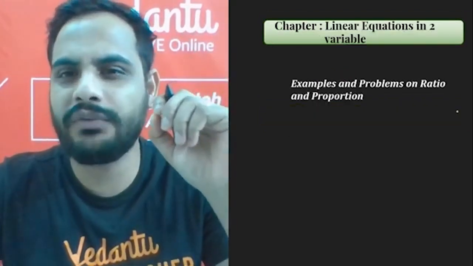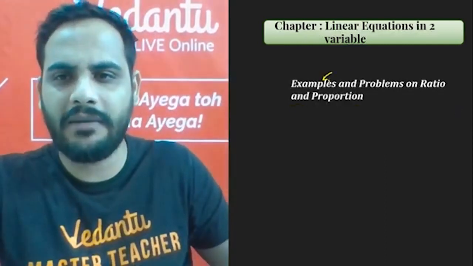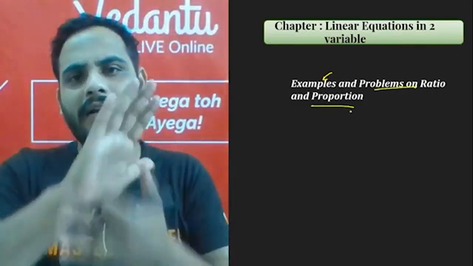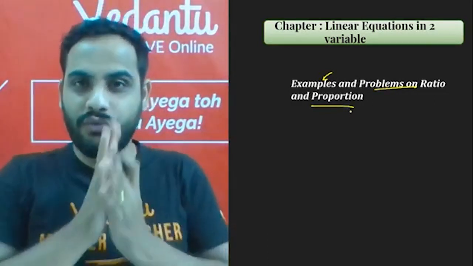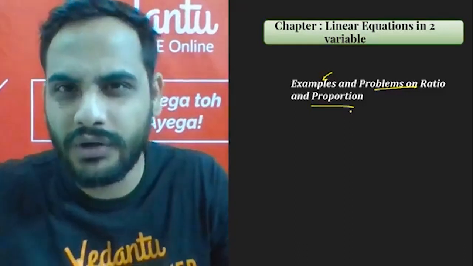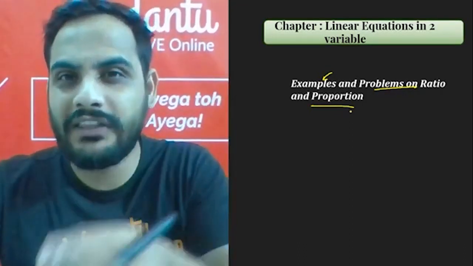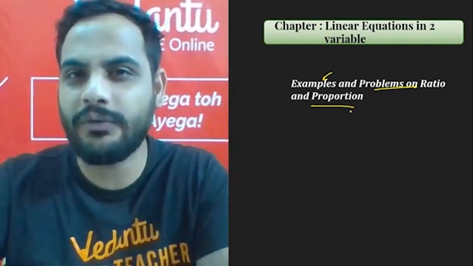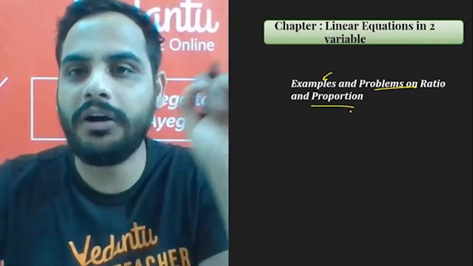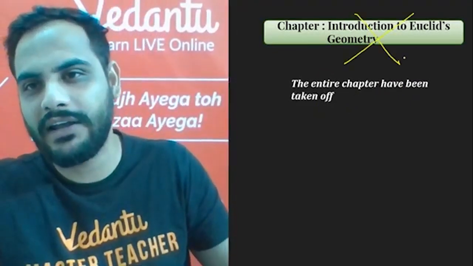After that, in linear equations in two variables, they have removed the examples and problems on ratio and proportion. So that word problems part has been removed. खत्म. वो जो word problems वाला जो part है ना बेटा, that has been removed. Word problems part is not there, so only the equations, solving them. What do you mean by the solution of a linear equation in two variables? They are plotting the graph. Only that part is there. No word problems. After that, introduction to Euclid's geometry, तो भाई साहब पूरा का पूरा निकाल दिया है.